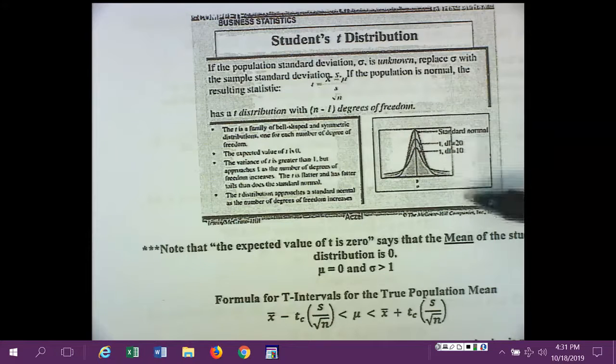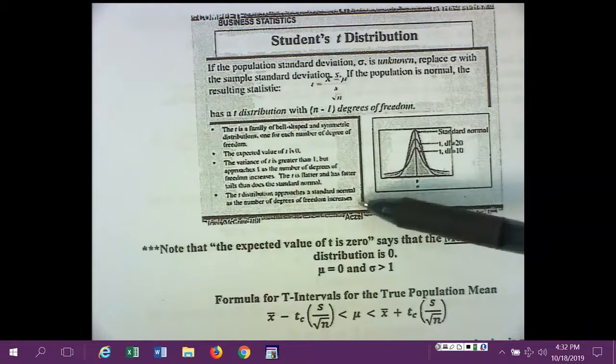The purpose of this video is to teach you how to read and interpret the t-table so that we can find critical values within the t-table, and thereby we can calculate confidence intervals using the student t-distribution, or t-intervals for the true population mean mu.